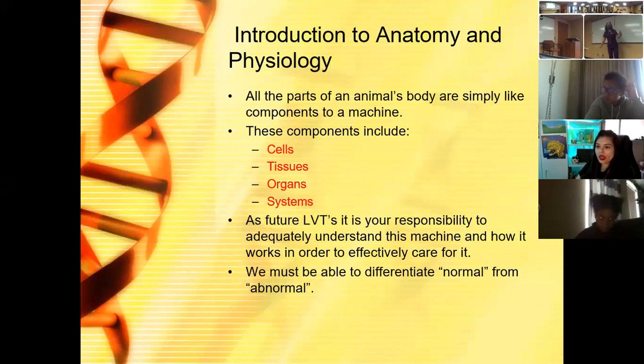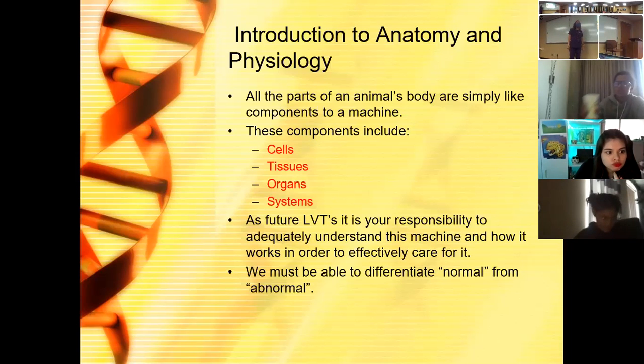You have to know what is normal for the animal so that you are able to identify and decipher abnormal for the animal. If you don't know what normal anatomical function is, there's no way for you to be able to identify abnormal. So that's why it's really important to have this foundational understanding. If you can't figure out normal, you won't be able to figure out abnormal, and that's kind of the whole point behind veterinary medicine.